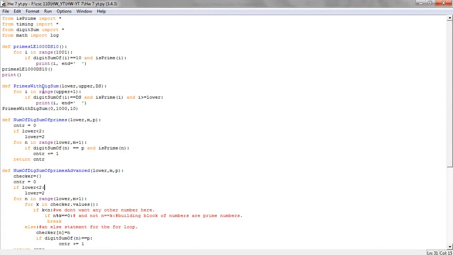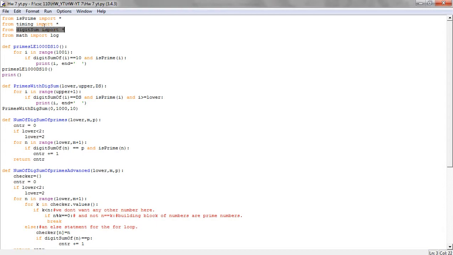So here's my code for it. I have primes_le_1000_ds_10 over here, and for i in range(1000 + 1), if digit_sum_of(i) equals 10 and is_prime_of(i), print i. So basically what this does is it iterates from 0 to 1,000, and while it does that, it checks if the digit sum of that number is equal to 10 and is prime, and if both these conditions are satisfied, it will be printing out that number. And take notice that I'm importing these two functions up here.